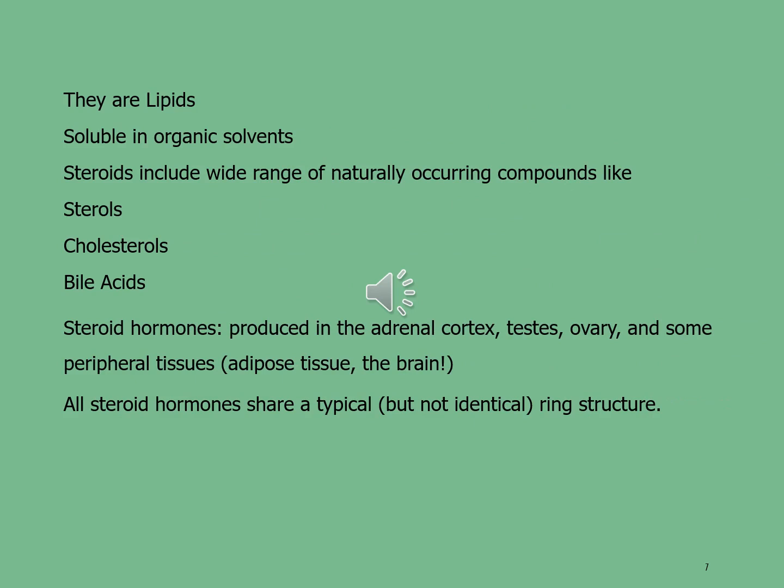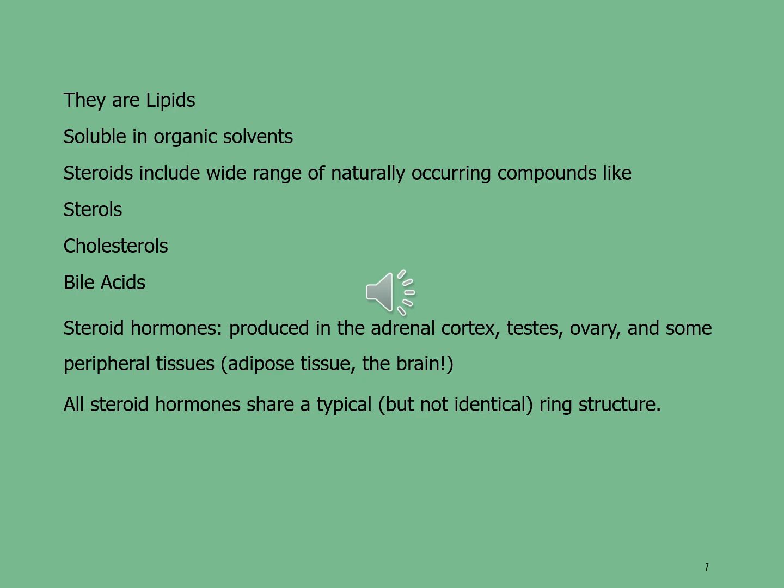Let's see what steroid hormones are. However, before going to discuss the basic concept of steroid hormones, here I will let you know the general overview of the steroids. Steroids are lipids. They are soluble in organic solvents. Steroids include a wide range of naturally occurring compounds like sterols, cholesterols, and bile acids.